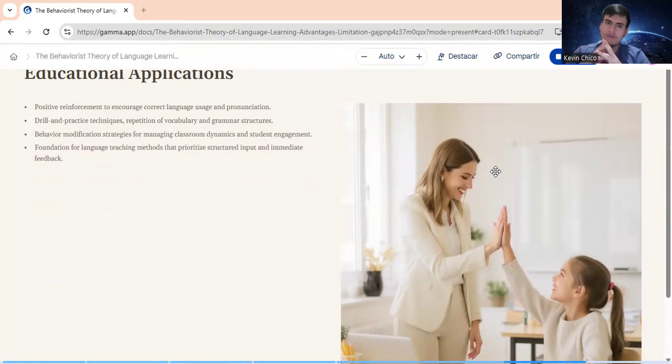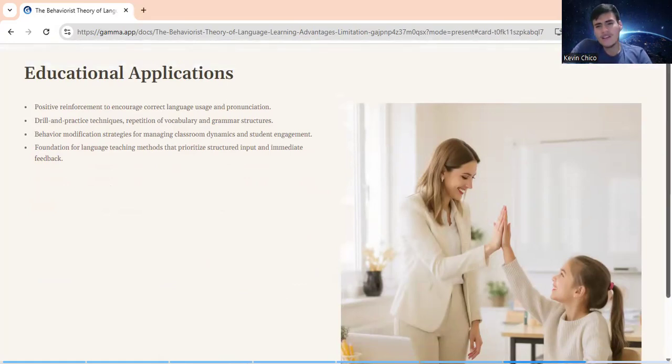Educational application. In educational application, we have positive reinforcement to encourage correct language use and pronunciation, drill and practice techniques, and behavior modification strategies for managing classroom dynamics and student engagement. It is also a foundation for language teaching methods that prioritize structure, input, and immediate feedback.